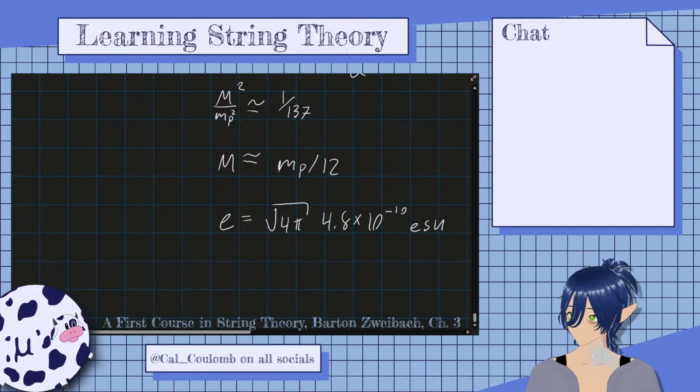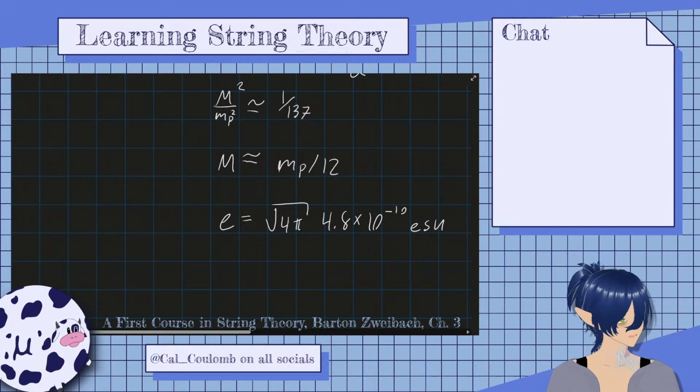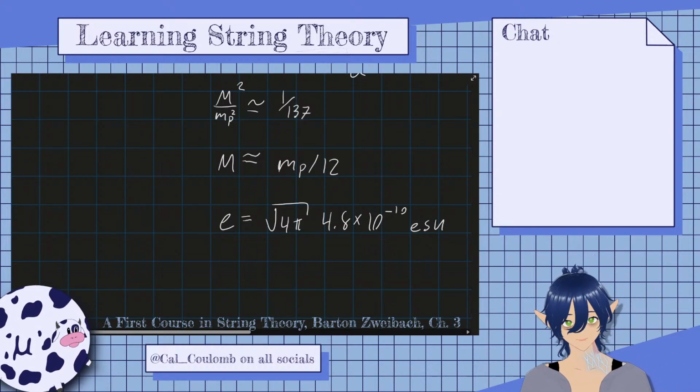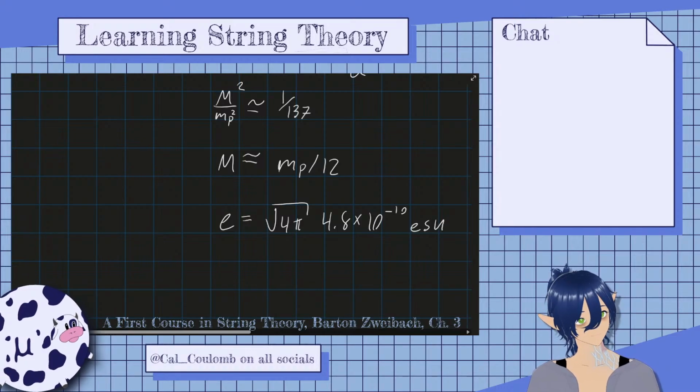All right. And now we have 3.7 gravitational potentials.